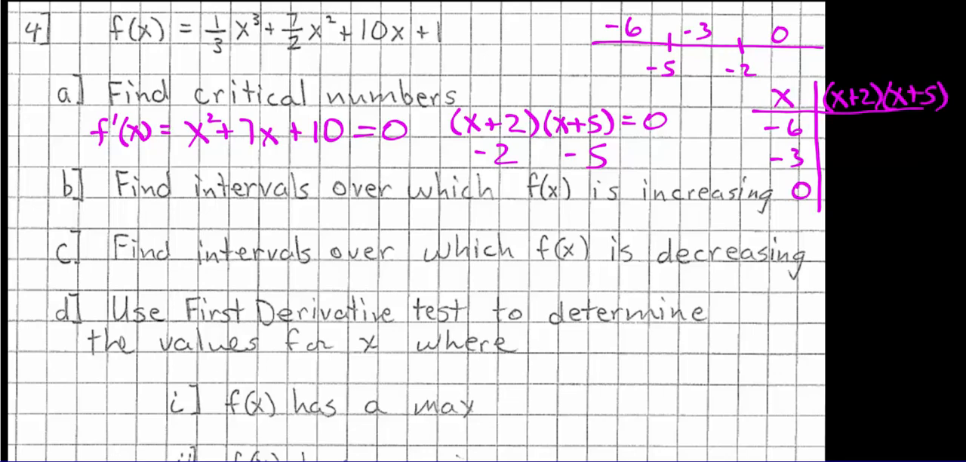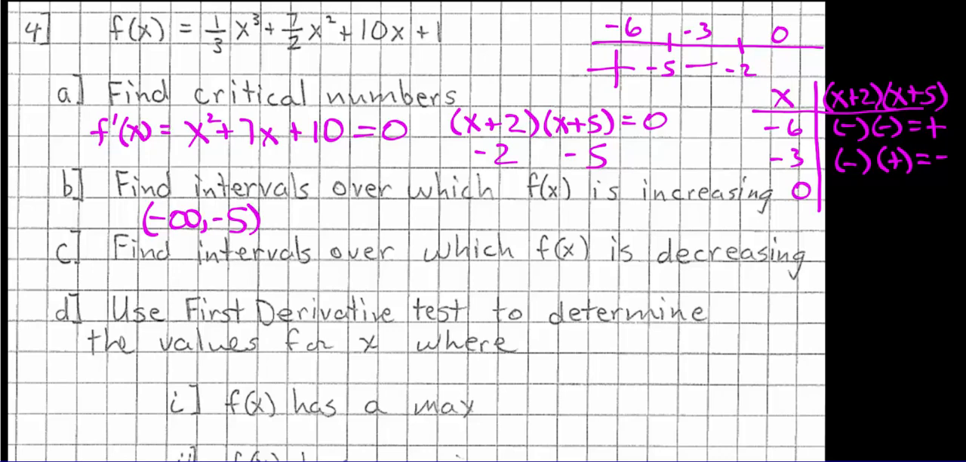Now, if I plug in a -6, I get a negative times a negative, which is a positive. That means the graph is increasing there. So so far I've got negative infinity to -5. That's where the graph is increasing. Now let me put in the -3. I get a negative times a positive, which is a negative.